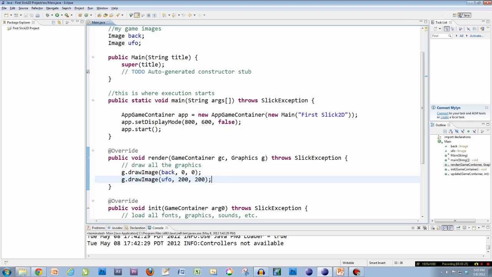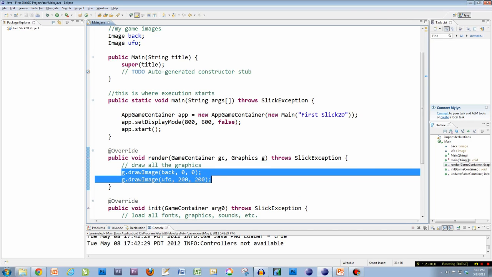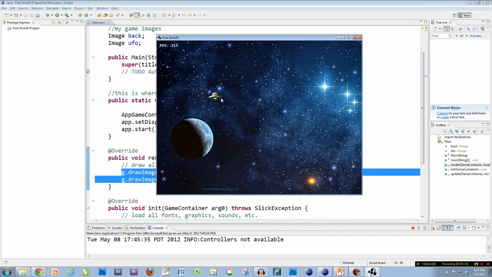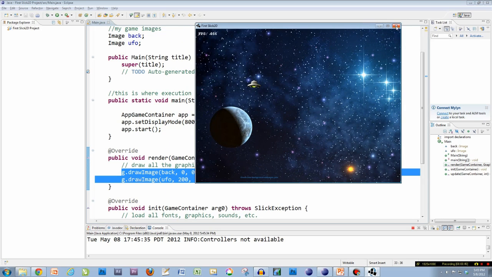When we last left off, what do we have? We had a background and a UFO, which I can see right here. We drew a background and UFO. So you should have something similar to this, where I have my UFO right here, and then my background. Of course, you could have used any images that you wanted. Our goal today is to get this UFO to move.